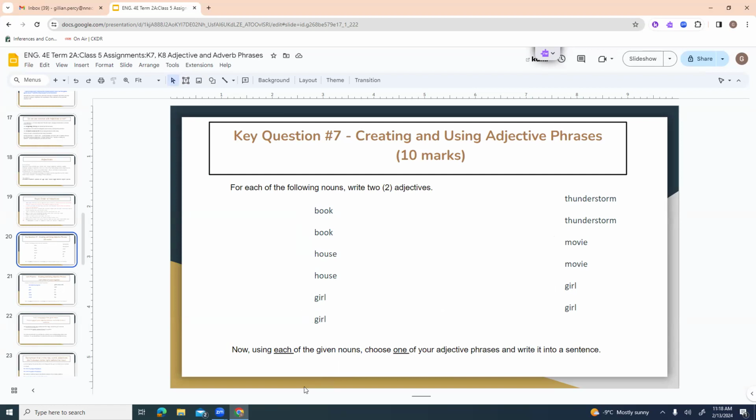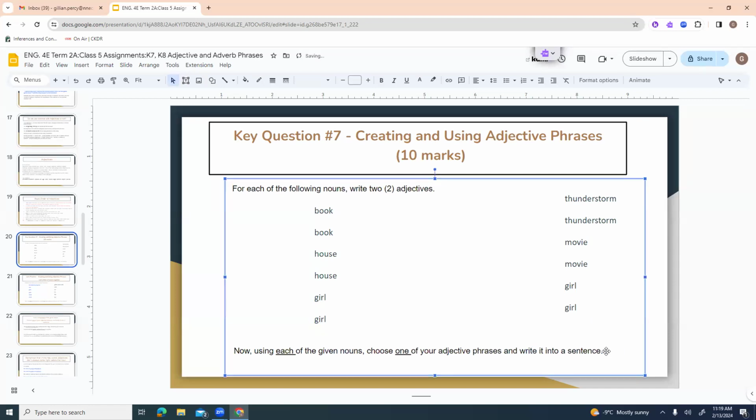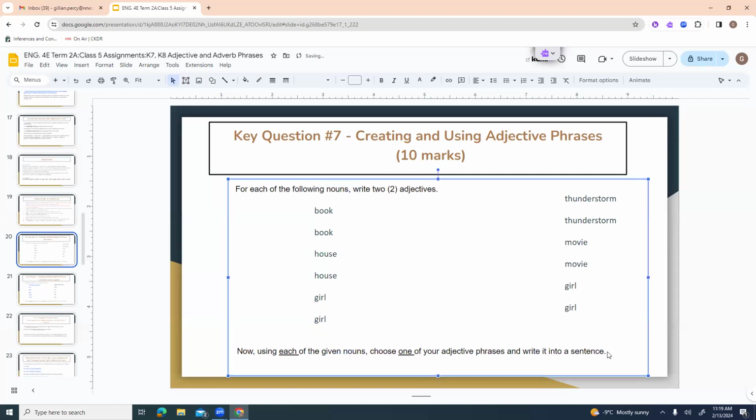After you've done that, choose one and write it into a sentence. So each of the given nouns: you'll have one for book, one for house, one for girl, one for thunderstorm, one for movie. Oh, did girl end up twice? Girl ended up twice. So you end up with 5 sentences, basically.